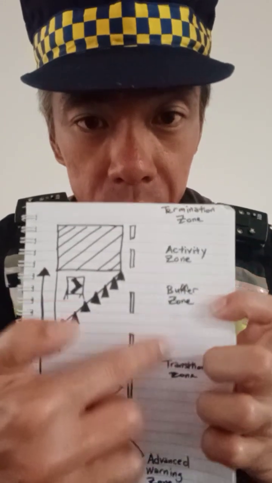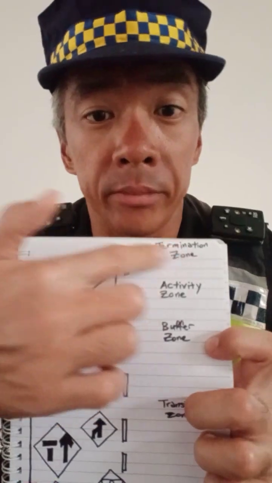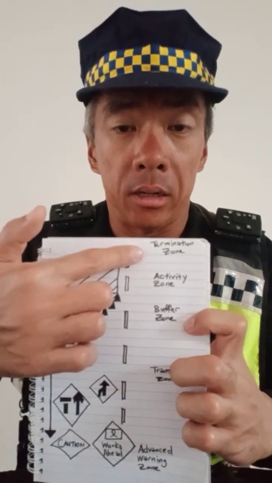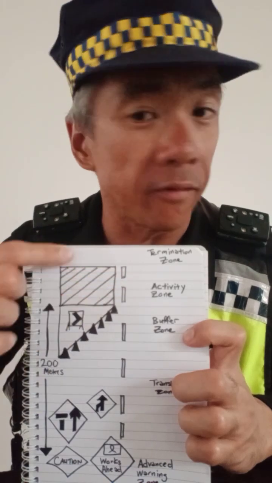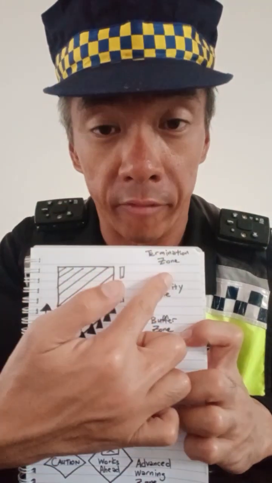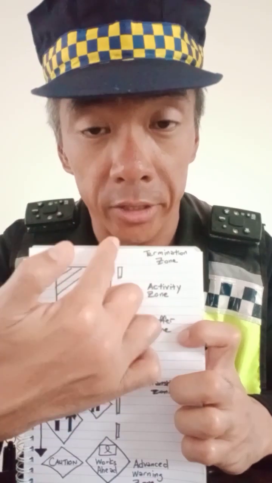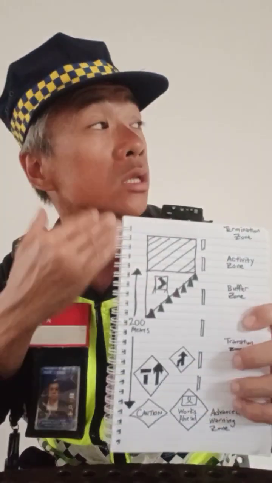Advanced warning zone, transition zone, buffer zone, activity zone where we carry out our activities. After that, the termination zone, whereby the roadworks finish. Over here, not to say roadworks finish, but the end of the work zone. Then the carriageway is reinstated back to two lanes, right lane and left lane freed up again, so traffic flow resumes back to normal. Now I present to you one scenario before I end off.